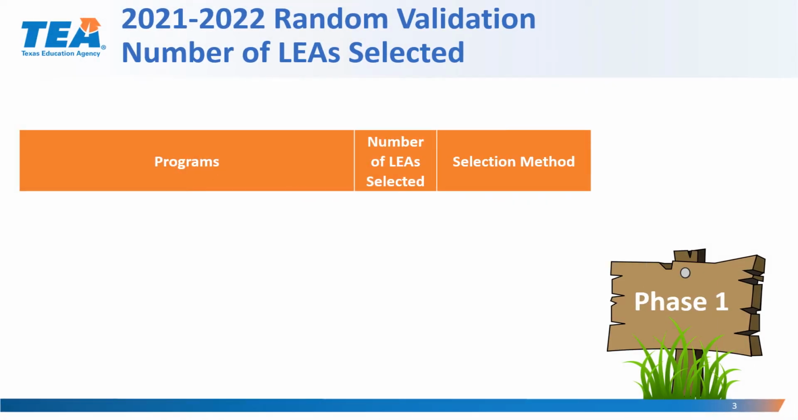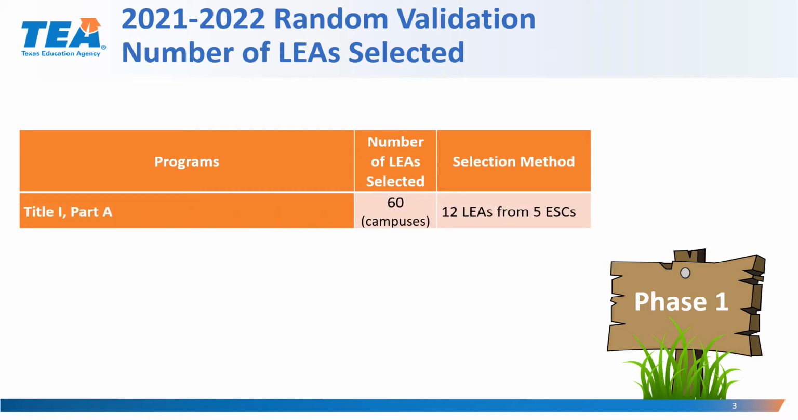We will now take a look at the number of LEAs selected to participate in the Phase 1 process. For the Title I Part A program, 60 LEAs have been selected, and from those 60 LEAs, 1 campus per LEA has also been selected for the documentation submission. The selection method includes 12 LEAs being selected from 5 different educational service centers.